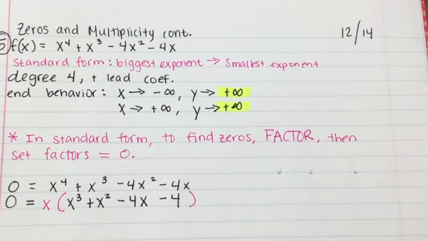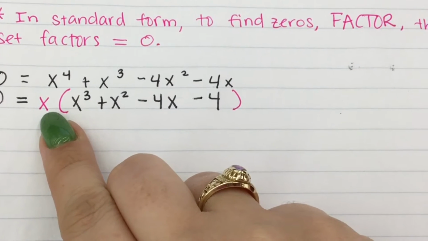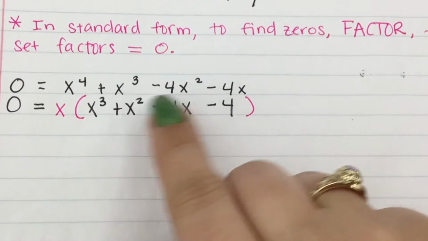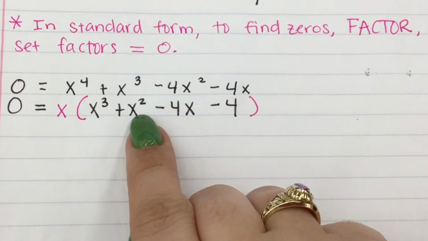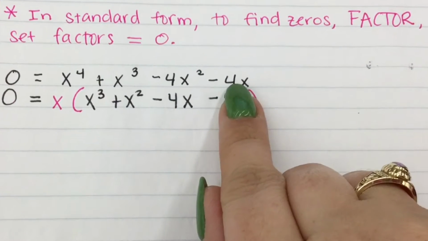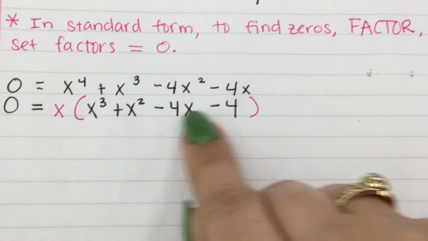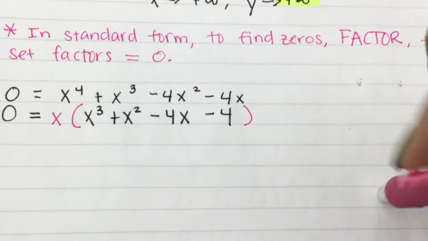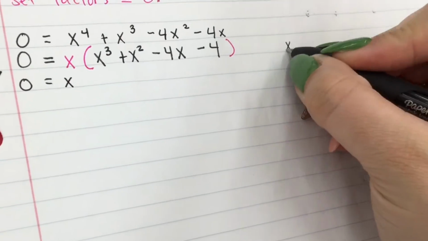So I already went ahead and I factored out a GCF. So if I take out an x from x to the 4th, I'm left with x to the 3rd. If I take out an x from x to the 3rd, I'm left with x squared. And if I take an x out of minus 4x squared, I have negative 4x left over. And then if I take that x out of that last term, all that's left is a negative 4. So we have to continue factoring what's left inside of those parentheses if we can.